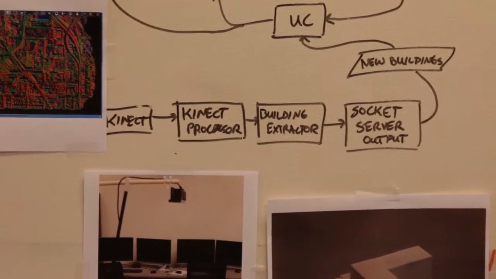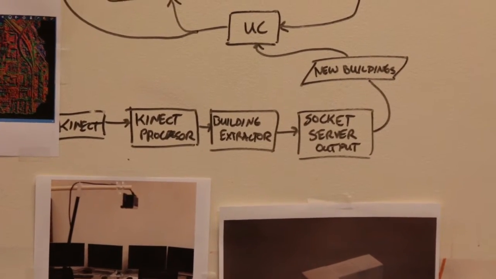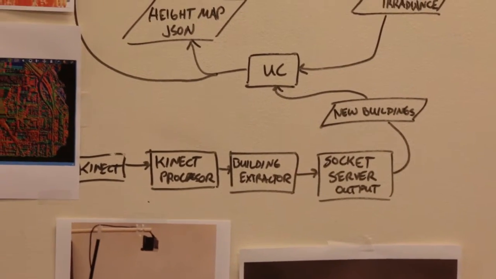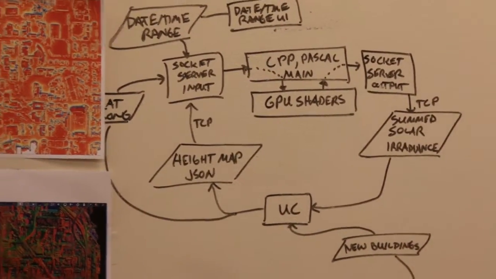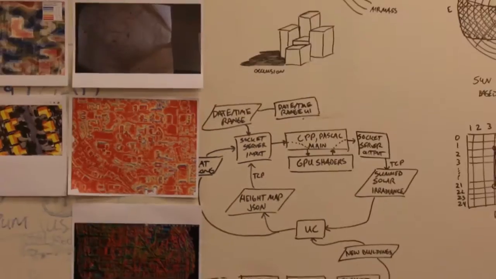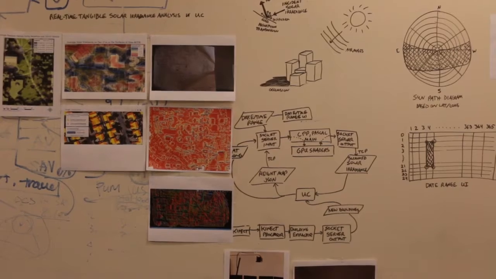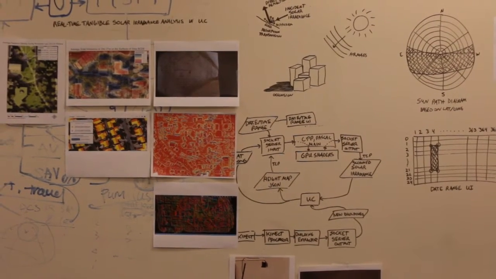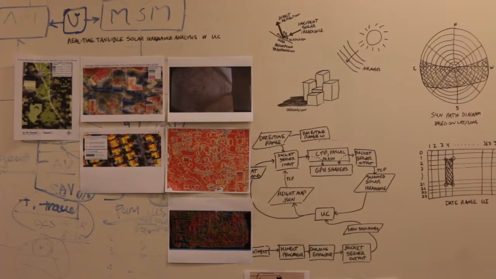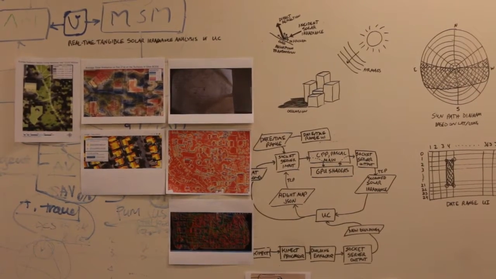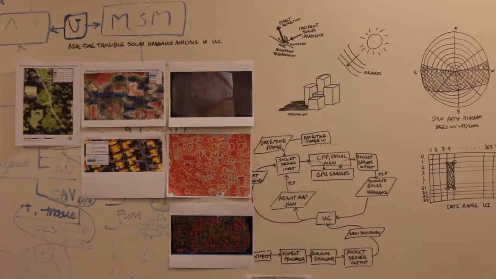So again, it goes from the Connect to processing the height maps to extracting buildings to sending that back out through a socket server, which could be received by UC Winroad, and again updated through this entire process. So this is our proposal for integrating real-time tangible solar irradiance analysis that we've developed into the UC Winroad as a process for users to use a more intuitive interface for solar analysis and understanding what's going on in the built environment.